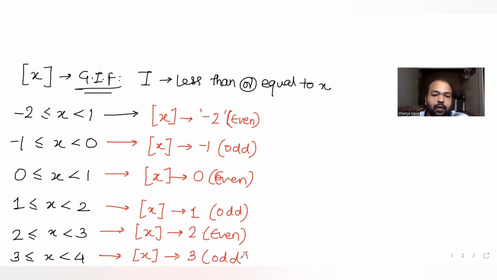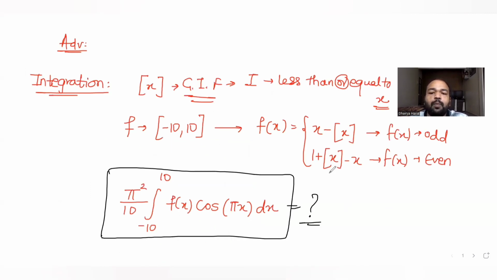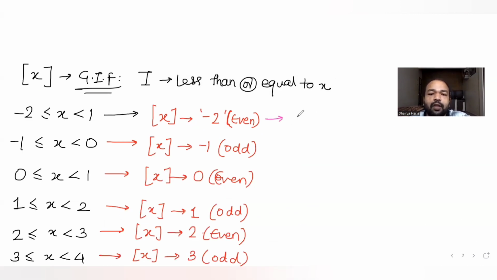Now we know for even values, f of x is given by 1 plus x inside the square bracket minus x. So for the even values, f of x turns out to be 1 plus -2, so 1 minus 2, that is -1, minus x. Again for this, if I find it out, f of x turns out 1 plus 0, so 1 minus x. Here for f of x, if I find it out, it becomes 1 plus 2, so 3 minus x.